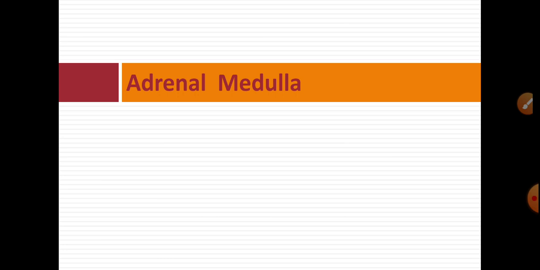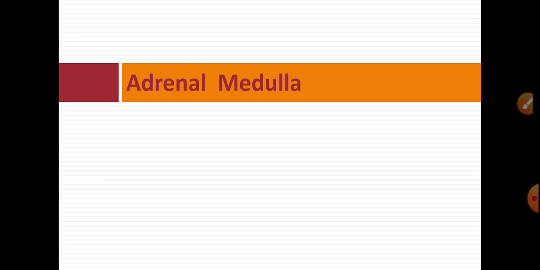A short recap on the adrenal cortex: it consists of three zones. The first zone is zona glomerulosa, the second or middle zone is zona fasciculata, and the third zone is zona reticularis. Zona glomerulosa secretes mineralocorticoids, zona fasciculata secretes glucocorticoids, and zona reticularis secretes sex hormones. Small quantities of sex hormones are also secreted from zona fasciculata, while a small quantity of glucocorticoids is also secreted from zona reticularis.